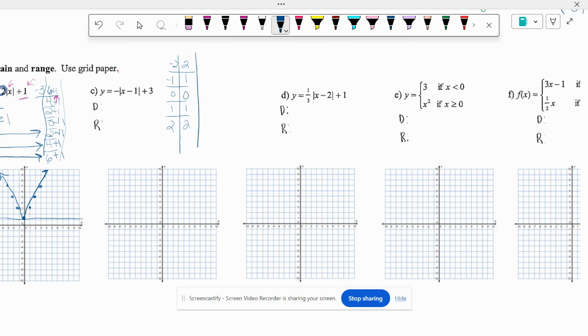So now we're going to reflect it. That means all of these change signs. So this is going to be -1, this is going to be -2, 0, -1, and -2. And then this -1 moves it to the right.